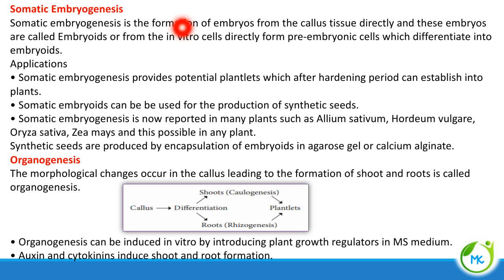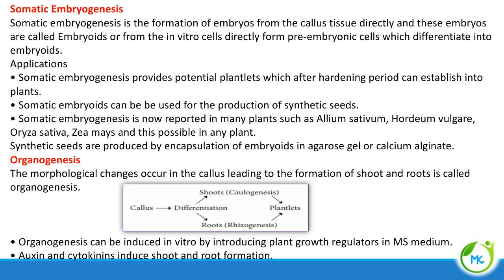Somatic embryogenesis is nothing but formation of embryos directly from the callus tissue, an unorganized mass of tissue, and these embryos are called embryoids. So, when the embryos are arising from callus tissue, such embryos are called embryoids. Or from in vitro cells, directly from pre-embryonic cells, which will differentiate into embryoids.